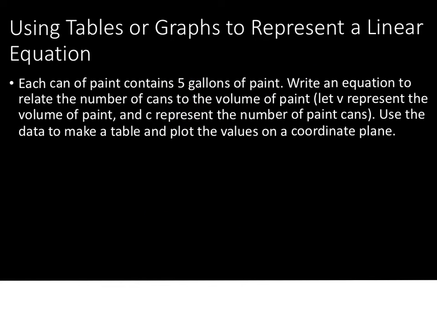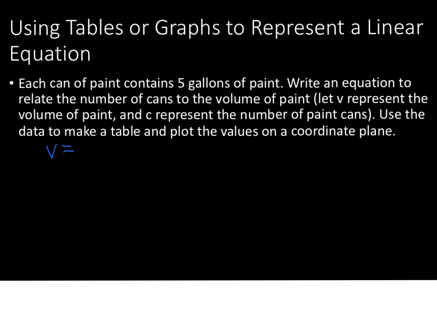Alright, so we're going to go ahead and try this again, and then you're going to try it yourself. It says, each can of paint contains 5 gallons of paint. Write an equation to relate the number of cans to the volume of paint. Let V represent the volume of paint, so volume equals, and C will represent the number of paint cans. Use the data to make a table and plot the values on a coordinate plane.